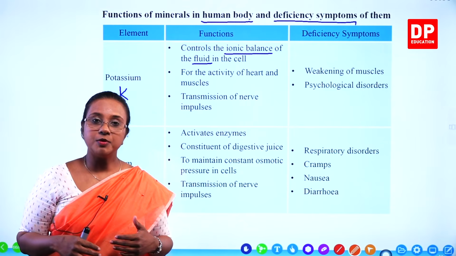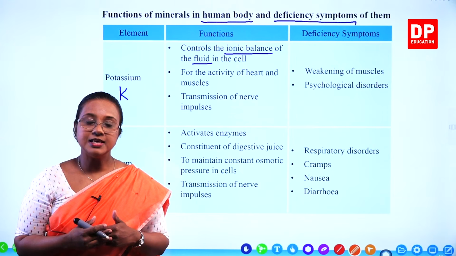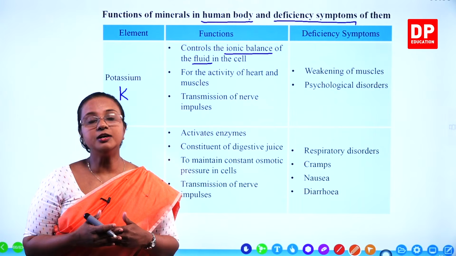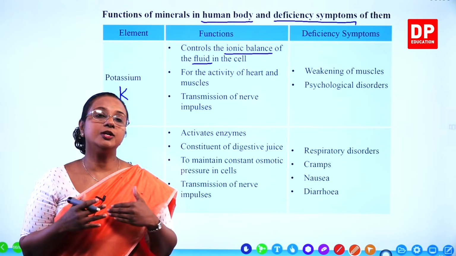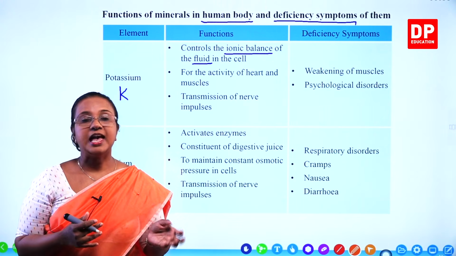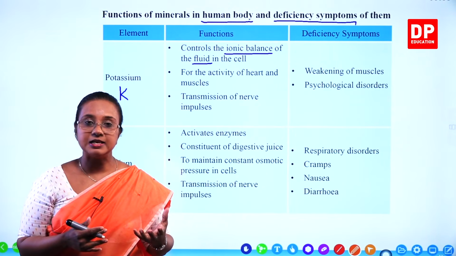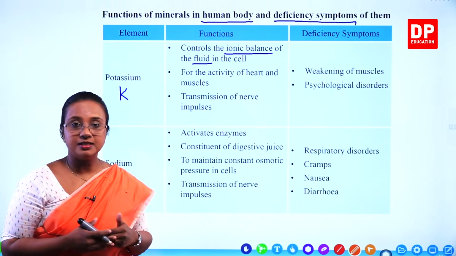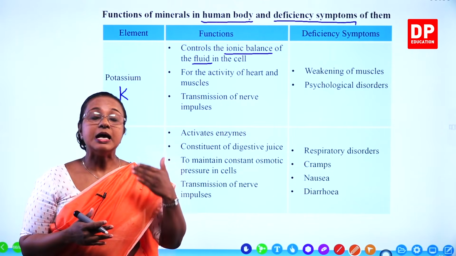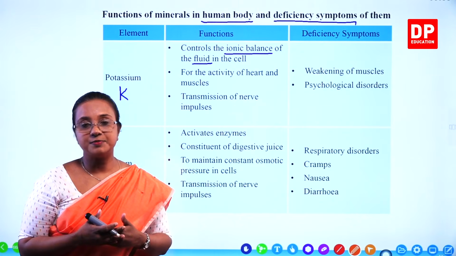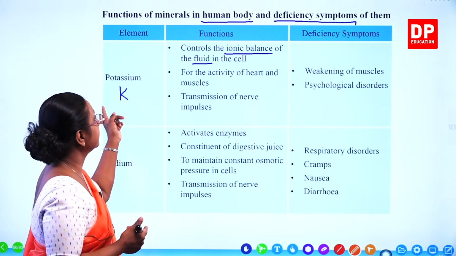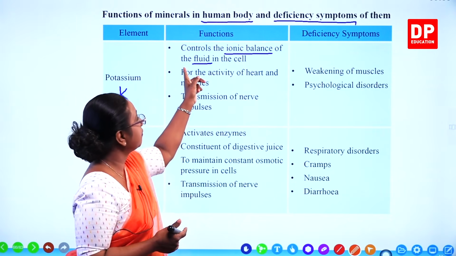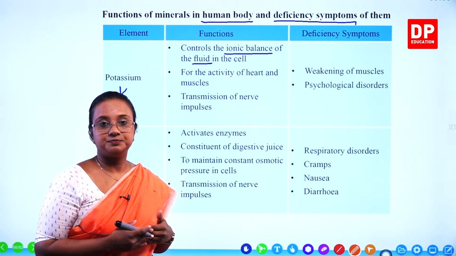If we take the human body, it is made up of cells, and there is fluid inside the cell and as extracellular fluid. And the main component of these fluids is water. And in water, there are minerals dissolved. So these minerals are the ions present in the body. And there should be a balance between all these types of ions. And potassium helps to maintain and control the ionic balance of the fluid in the cell.